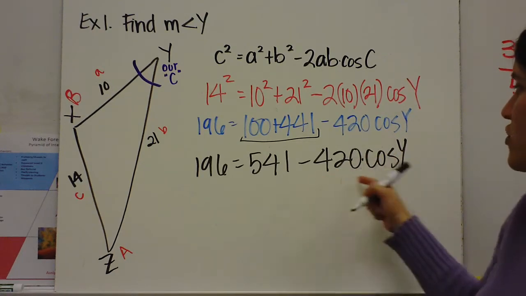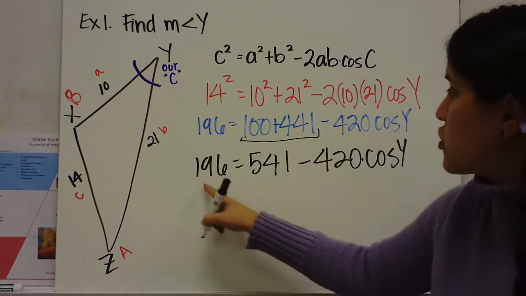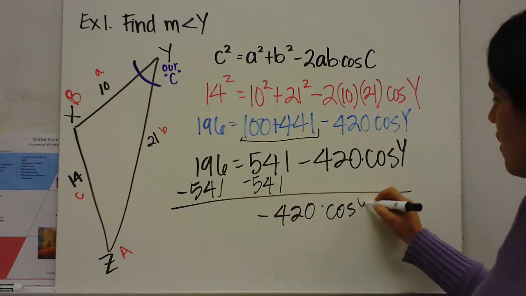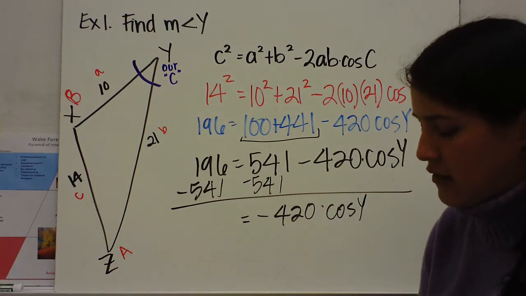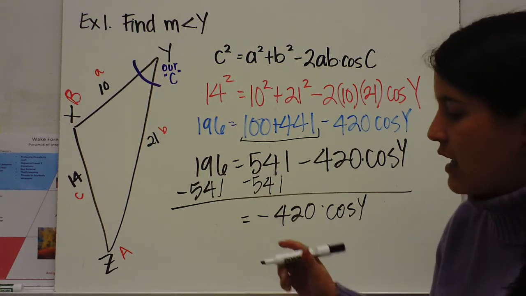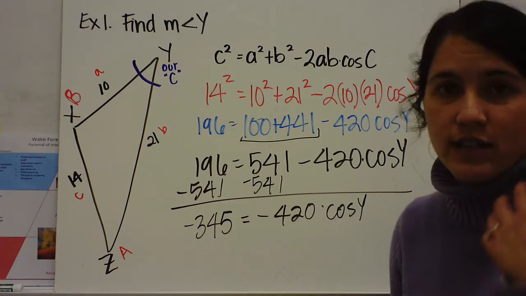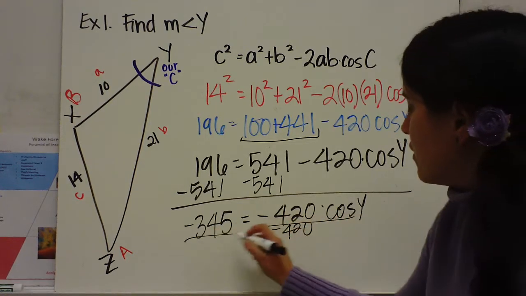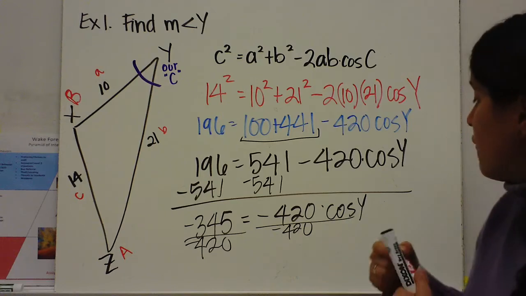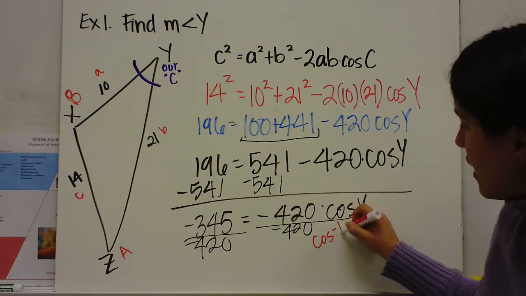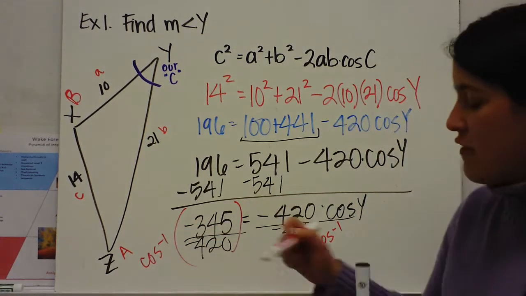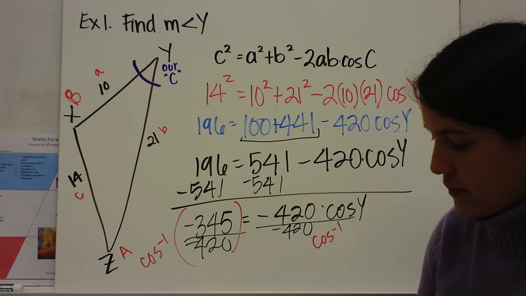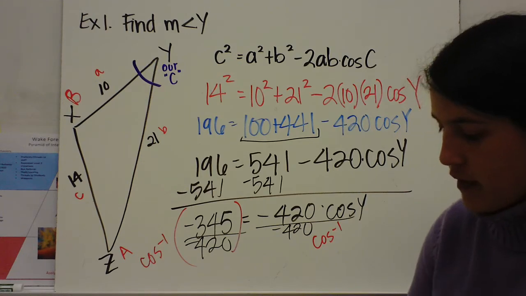Now this right here is multiplying, so I can't do anything with this 420 yet. I'm going to subtract this 541 over here. So I have negative 420 times cosine of Y equals something negative. 196 minus 541, I get negative 345. So the only thing I'm doing is I'm just solving an equation. You're going to divide both sides by negative 420. And then because we're looking for the angle, we have to take the inverse cosine of that value. So I'm going to just type into my calculator the inverse cosine of negative 345 over negative 420.